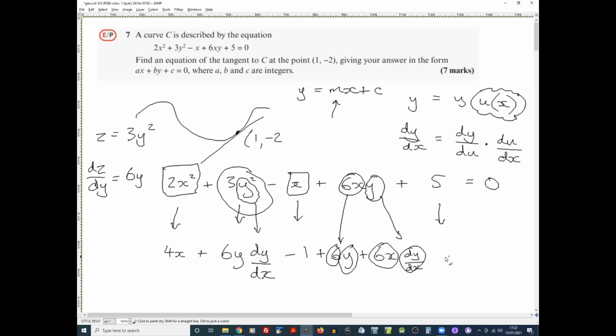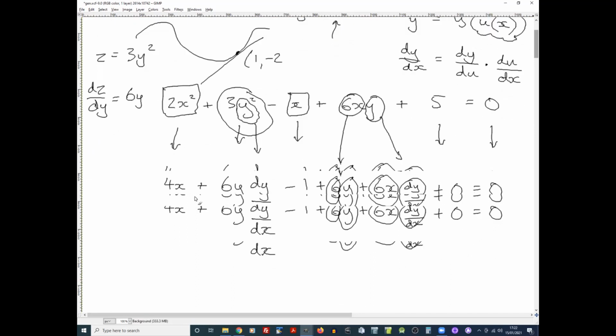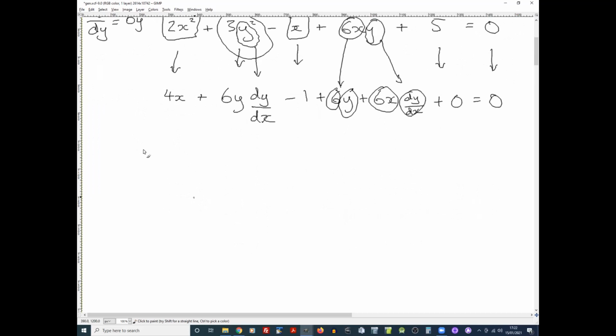Cool. What next? And nothing. Well, equals 0. Plus 0 equals 0. Yes, quite. Because the derivative of 5 is 0, and so is the derivative of 0. Great. So now we just need to make dy dx the subject. So that seems fun. What would be a good strategy?